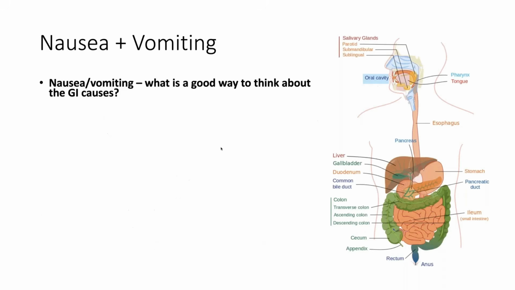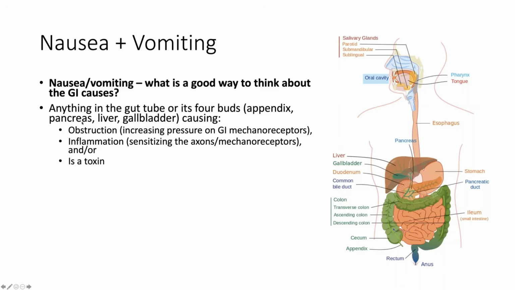Nice. So what is a good way to think about the GI causes? Let's sum it up. The GI causes of nausea and vomiting. It's a good general way. Obstruction. Yeah, basically anything in the gut tube or its buds that causes obstruction, so increasing pressure, inflammation, in other words increased sensitivity, or a toxin, right? You've got to throw that in there. It's the GI tract. But basically obstruction, inflammation, or a toxin, which is cool.